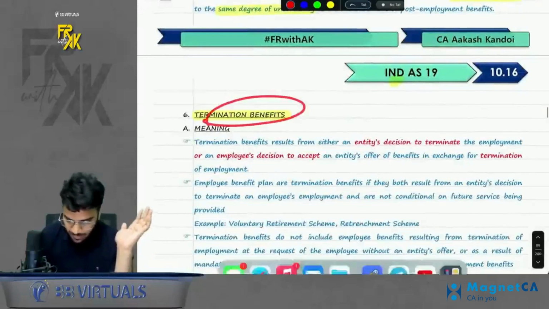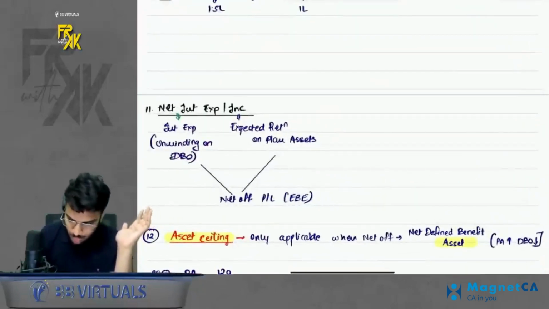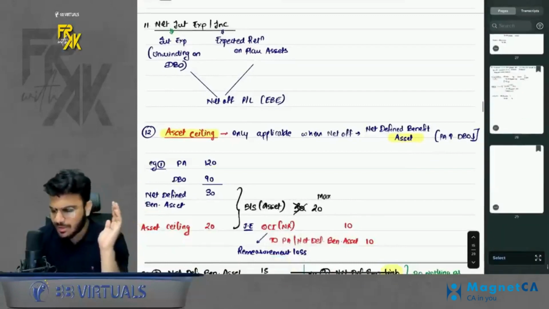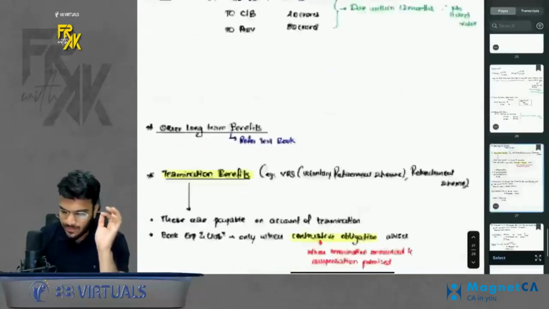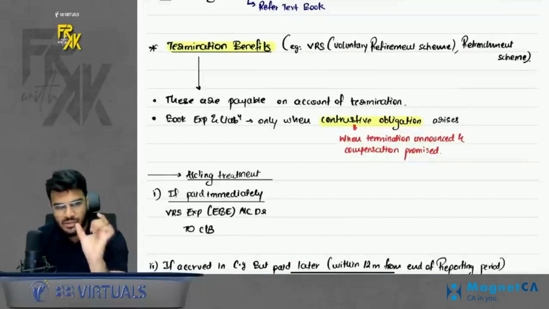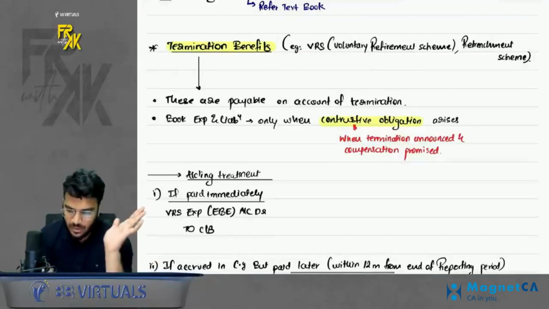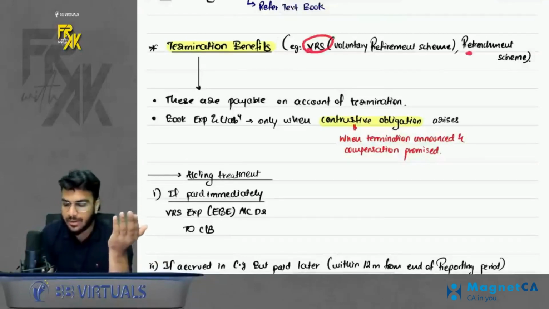Then there were termination benefits. How do I solve termination benefits? So if you want, you can refer the notes, where I will show it to you. What is the meaning of termination benefits? By the way, termination means when you are terminating, when you are closing a division, you will terminate the employees. So if you are going to make any payment to those laid off employees, that is termination benefits. Can be of two types, VRS or retrenchment scheme.